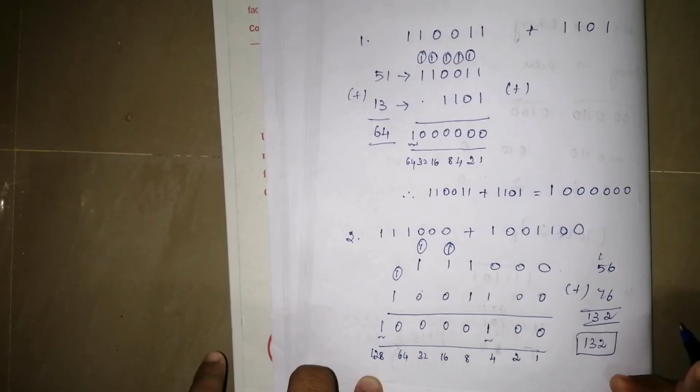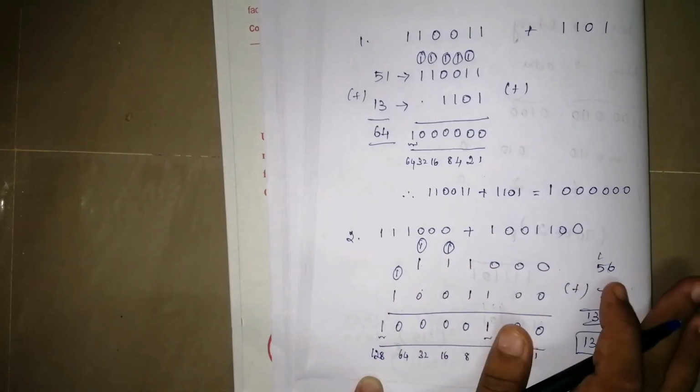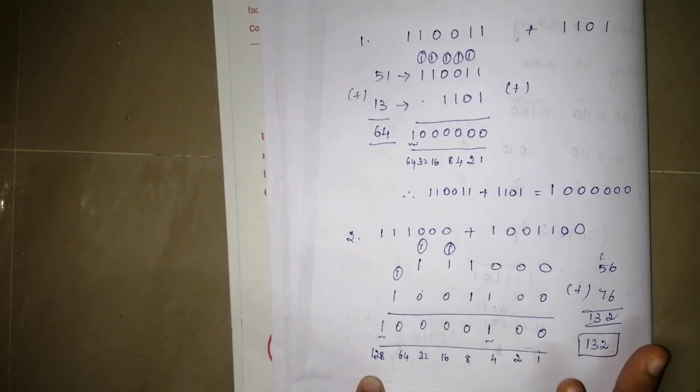So the two answers are matching. So the binary addition is correct. This is the way to cross-check whether we have done the addition correctly or not. I think you understand how to do binary addition.